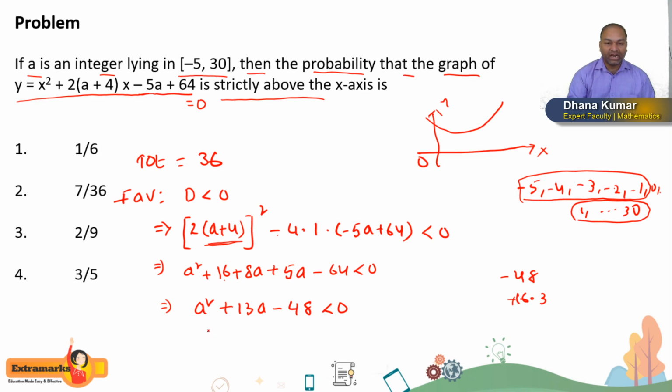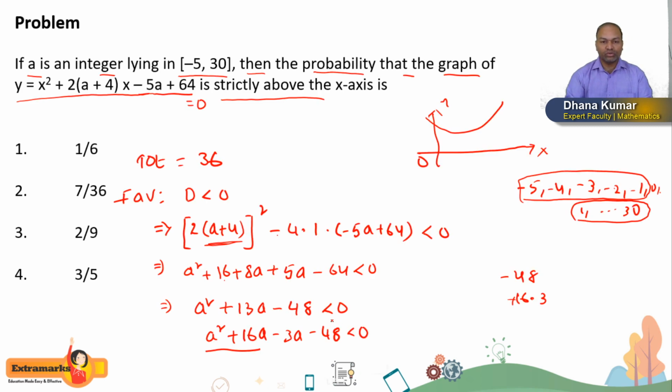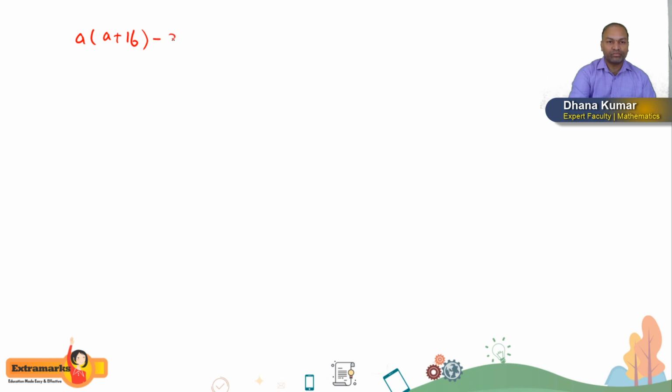So this can be written as a square plus 16a minus 3a minus 48 is less than 0. For the first two terms the common term is a, remaining a plus 16. For the last two, minus 3 is common, remaining a plus 16. The total common term is a plus 16 into a minus 3, which is less than 0.